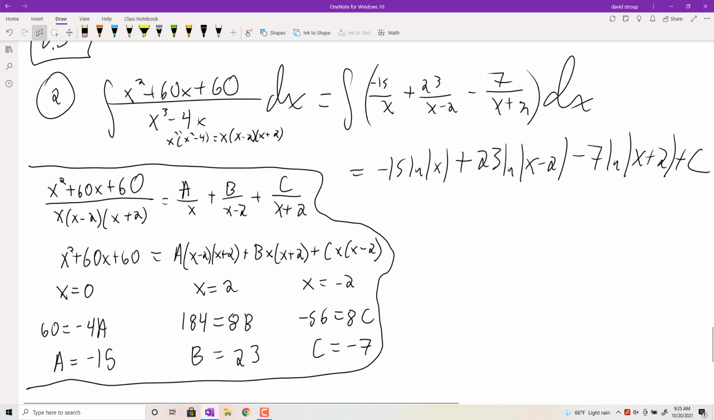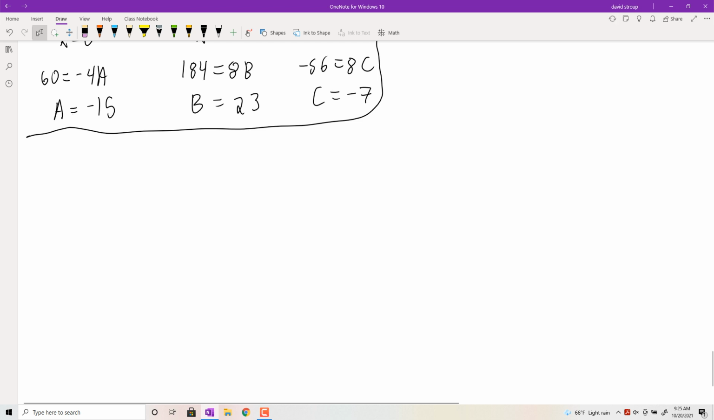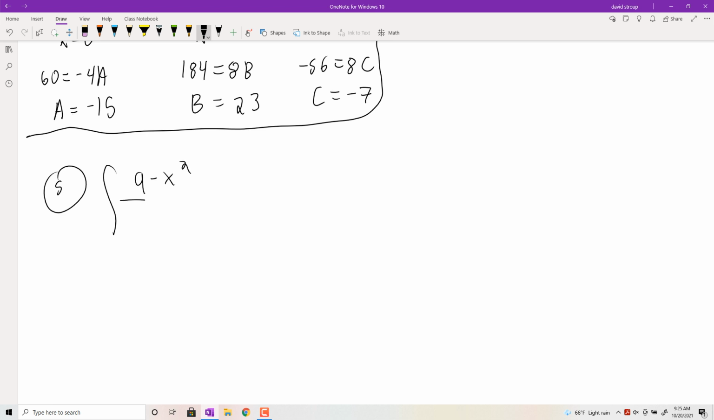Okay. All right. Let's do one with an irreducible quadratic. This is number 5 in my MyMathLab, or WebAssign. 9 minus x squared all over 7x cubed plus x dx. Okay, so that denominator this time, if you factor out an x, you get x times 7x squared plus 1. So you get a linear factor, the x, times an irreducible quadratic. Okay, so let's set up our partial fraction decomposition.